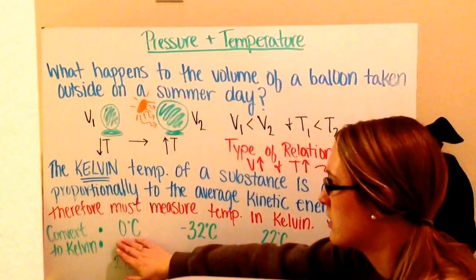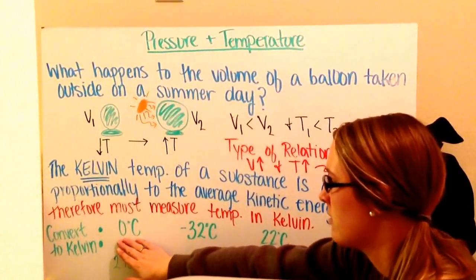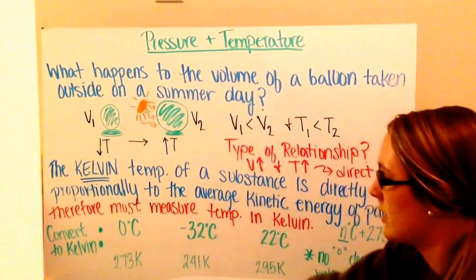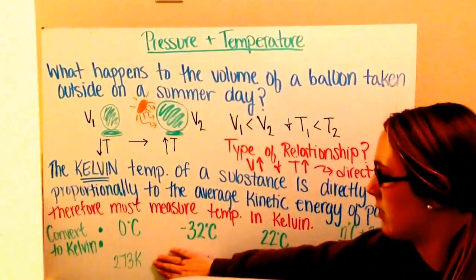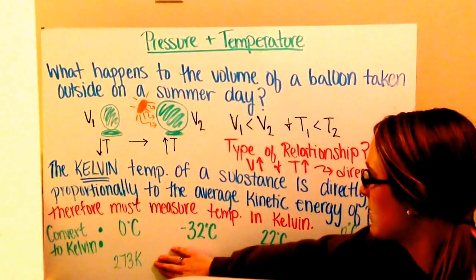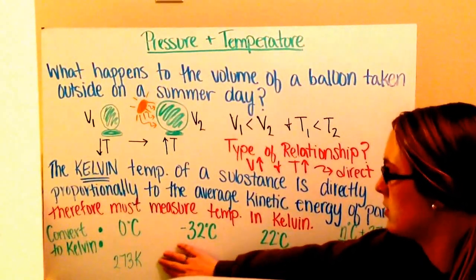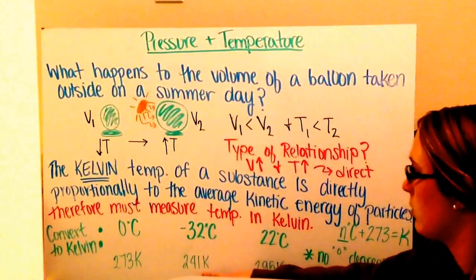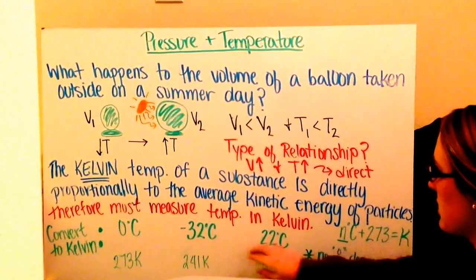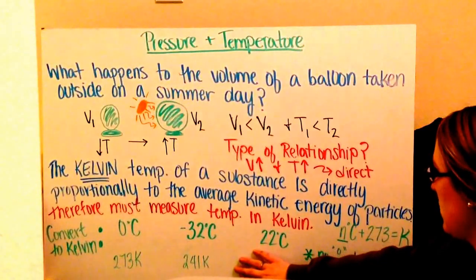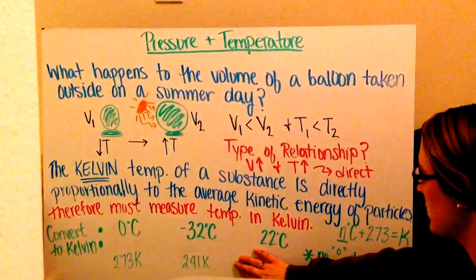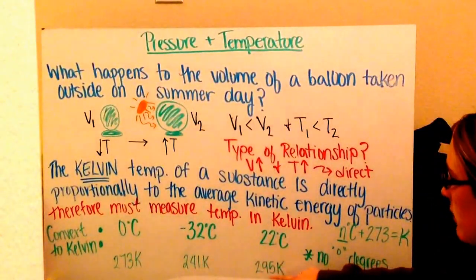So let's start by converting 0 degrees Celsius to Kelvin. You should have got the answer of 273 Kelvin for that one. Next, we'd like to convert negative 32 degrees Celsius. We get 241 Kelvin. Next, 22 degrees Celsius to Kelvin. Again, we're just adding 273 to our degrees Celsius, and I get 295 Kelvin.